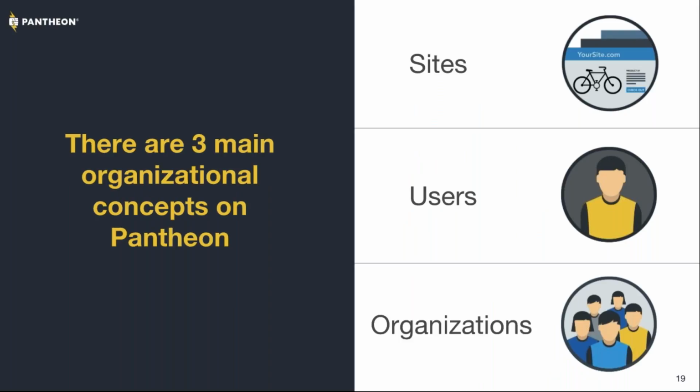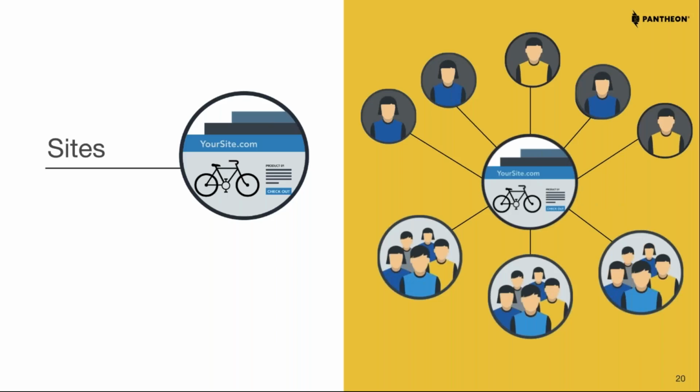On Pantheon, this means three different things. There are three organizational concepts on the platform. Each of these has a corresponding dashboard, and we're going to walk through what each of these means very briefly, at a high level, and how they interrelate, and then we'll kick things over and actually talk about how to use the tools. Let's start with sites.